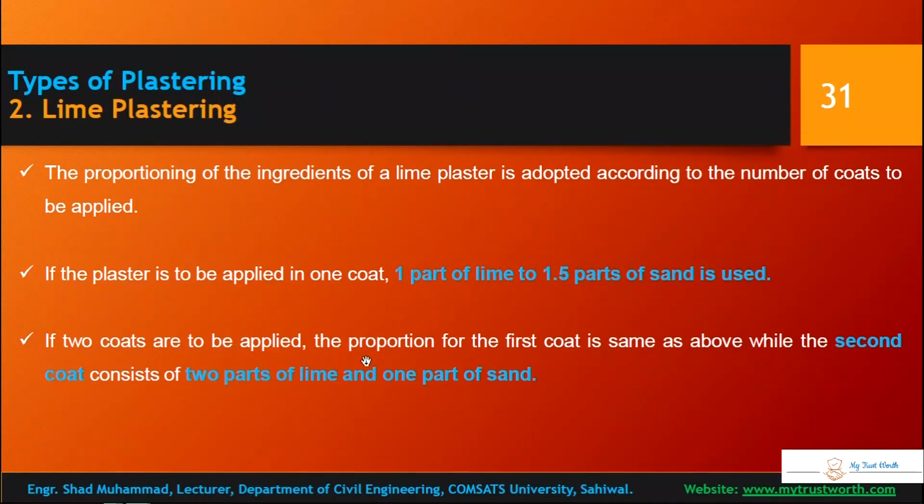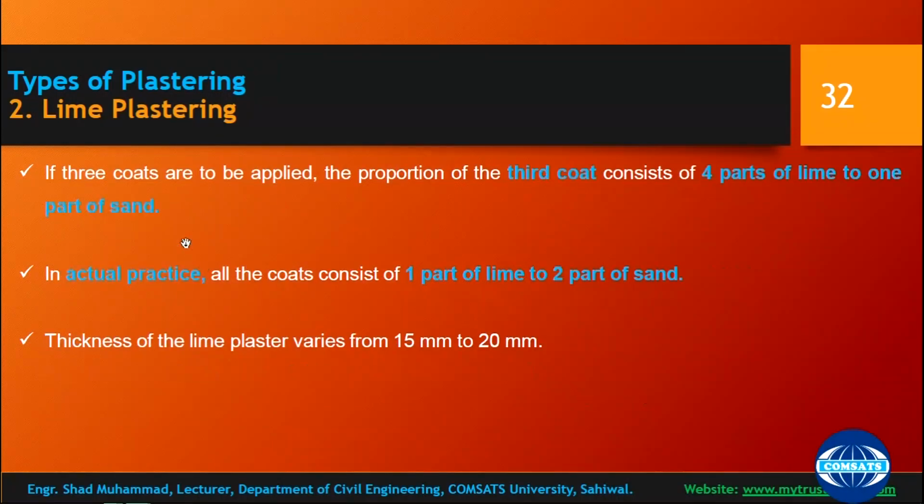If 2 coats are to be applied, the proportion of first coat is same as above, while the second coat consists of 2 parts of lime and 1 part of sand. So 1:1.5 for first coat, and 2:1 for second coat. If 3 coats are to be applied, the proportion of the third coat consists of 4 parts of lime to 1 part of the sand.